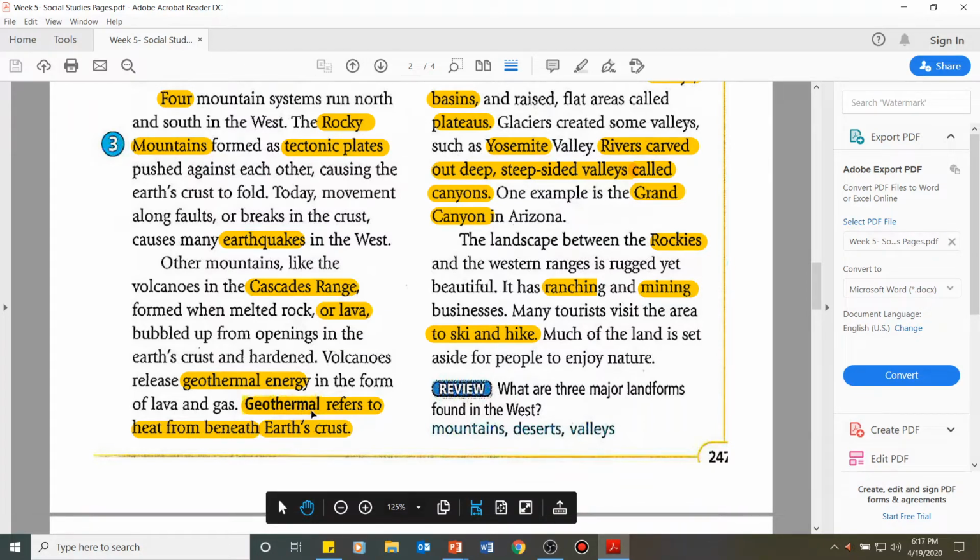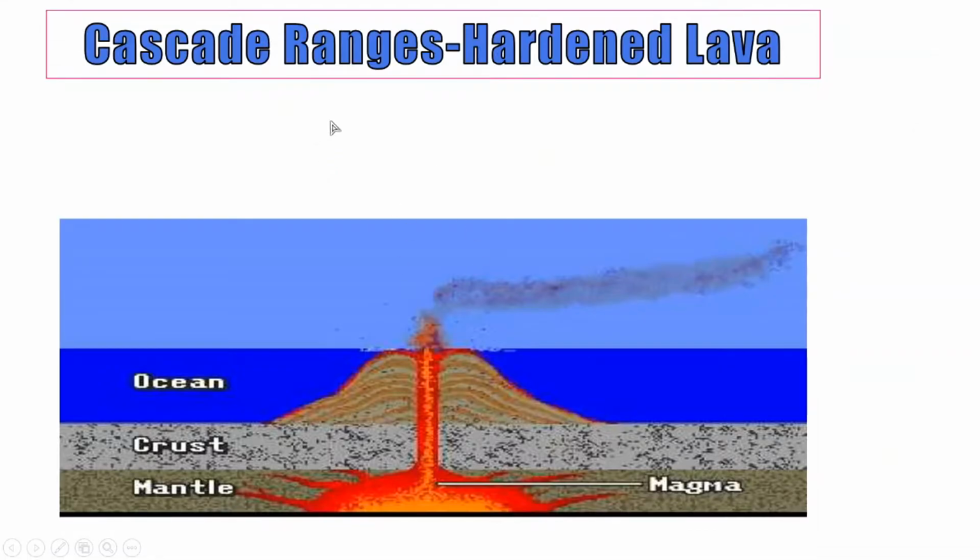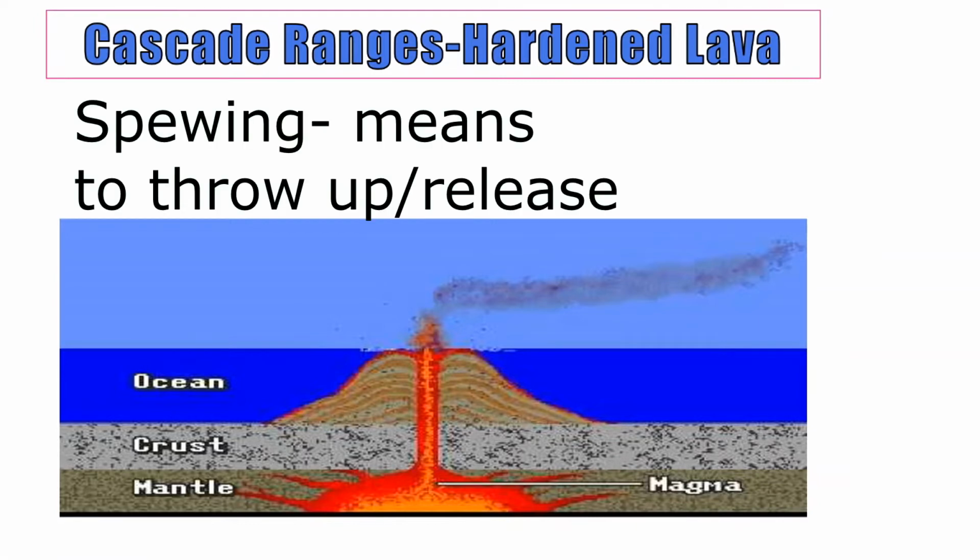Okay, so I'm going to summarize this second paragraph right now. So for the Cascade Ranges, the Cascade Ranges is made up from hardened lava. So lava is molten rock and it's hardened. So as you can see here in this picture, we have a very small volcano. So let's say that this volcano has spewed lava for like 2 years. Okay, so every 2 years it's spewing or producing lava, for example, from the mouth or the crater here.